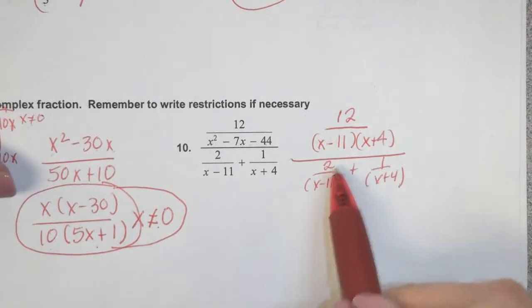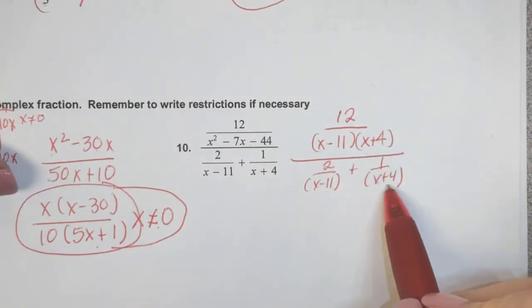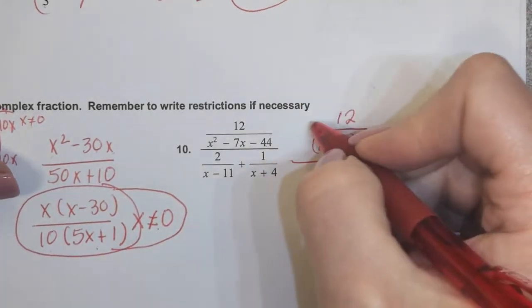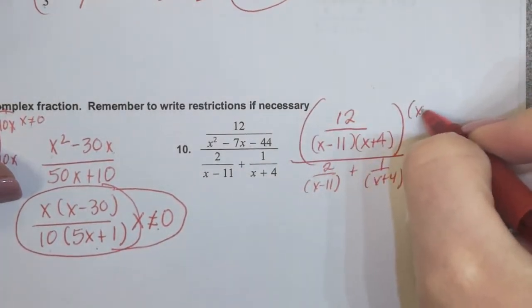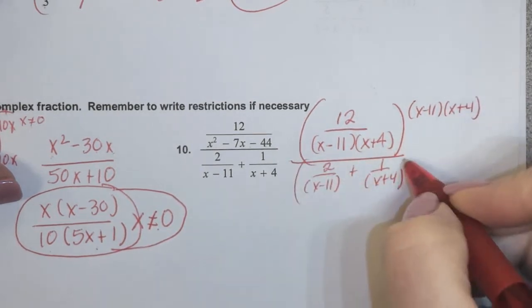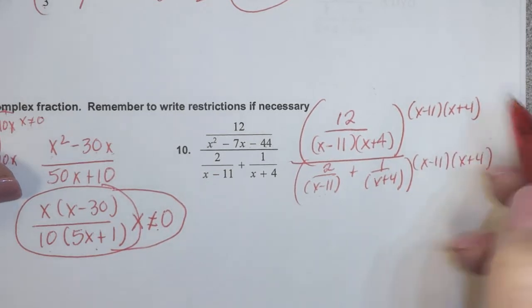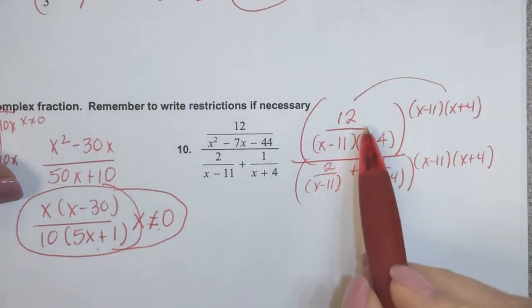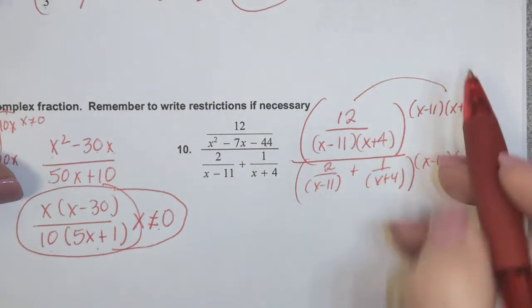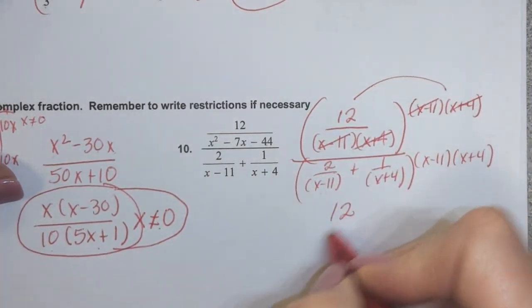The common denominator, I have to use all of this. I already used this, so I don't have to use it again. And then I already have this one, so I don't have to use it again. So I'm going to multiply the top and the bottom by the least common denominator, which is what I'm writing. And now I'm just going to multiply. So if I have 12 times all of this over this, everything cancels. So I'm just going to get 12.